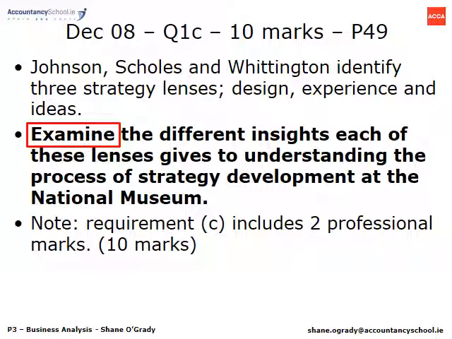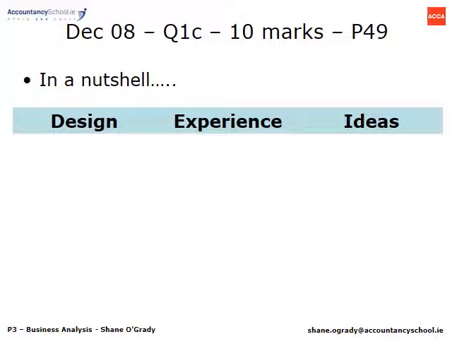Okay, so let's go back to the question that we're going to take a look at and try and work through a solution on it. Johnson, Scholes and Whittington have divided three strategy lenses: design, experience and ideas. Examine the different insights each of these lenses give to understanding the process of strategy development at the National Museum. So in a nutshell, let's look at what happened in this situation and how the design, experience and ideas lenses might be in your answer.